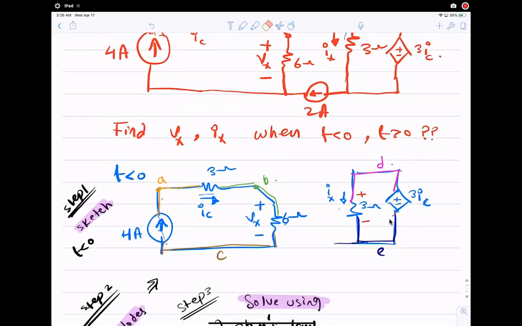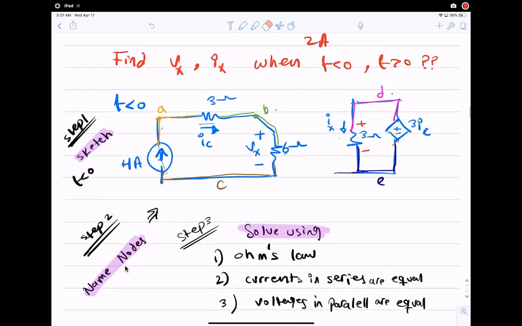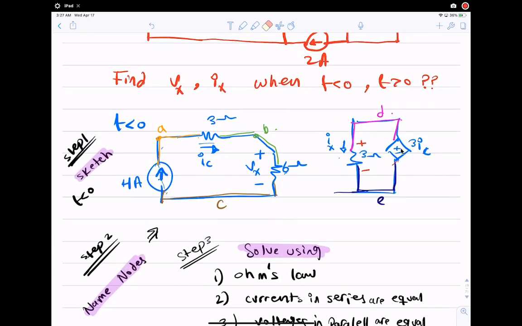Now I want to find Ix. How can I find Ix if I don't have the value of this voltage? Then I'm going to use the IC, which we found was 4 ampere. I'm going to use it to find the value of the voltage or a current. Now, since there is a positive and negative sign inside this dependent source, then I'm talking about a voltage. Even if the value of it will be equal to 3 times the current IC.